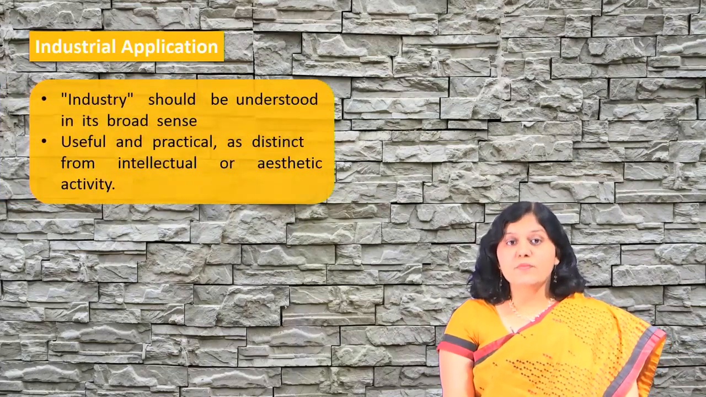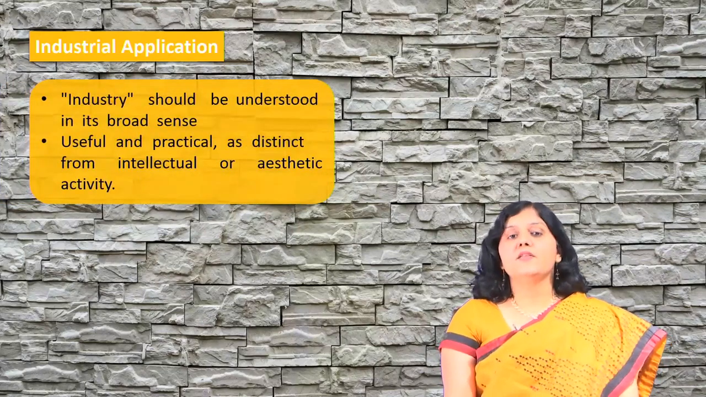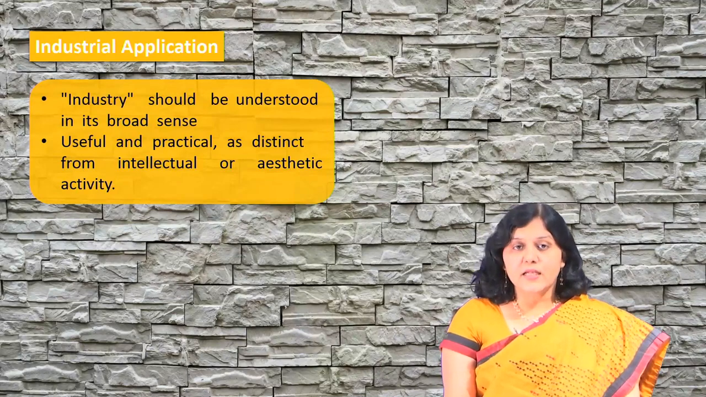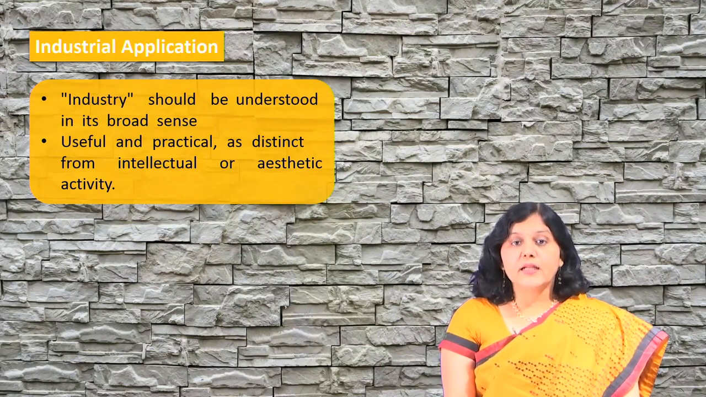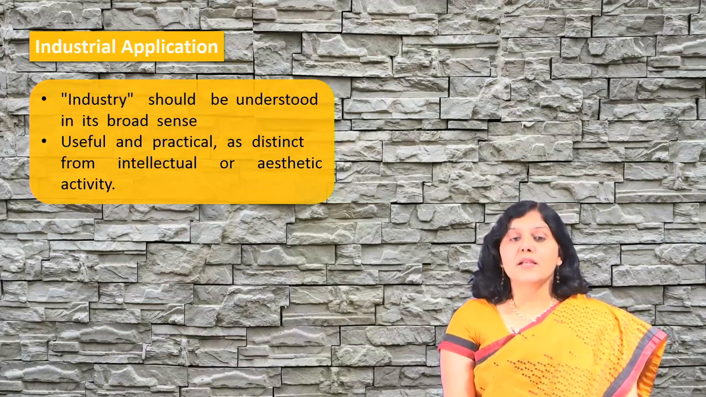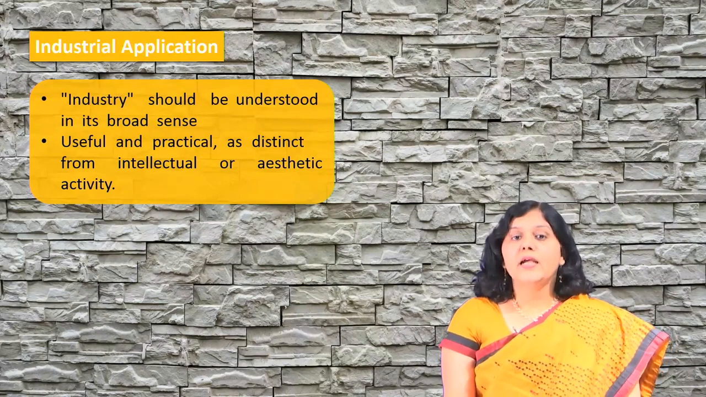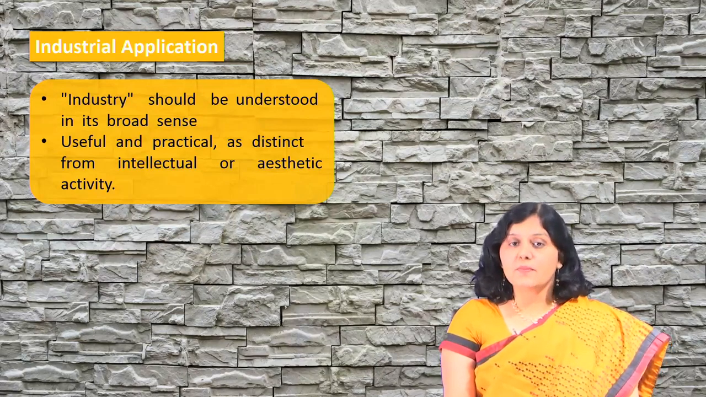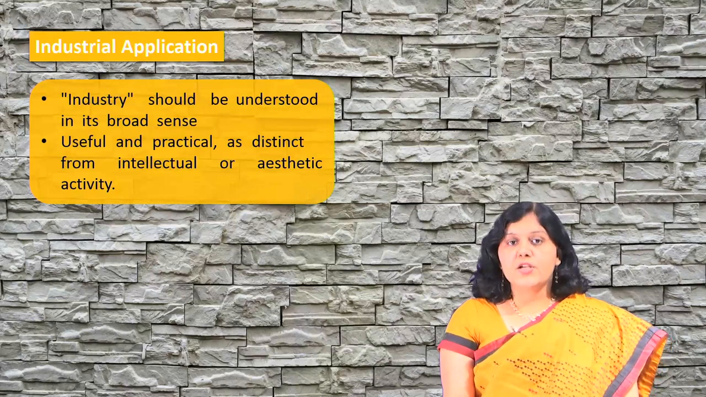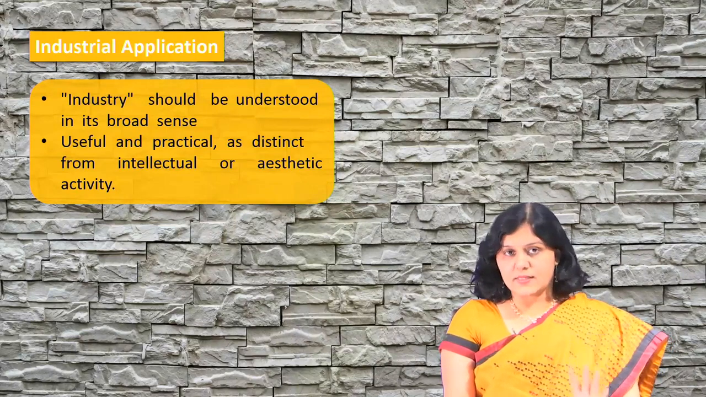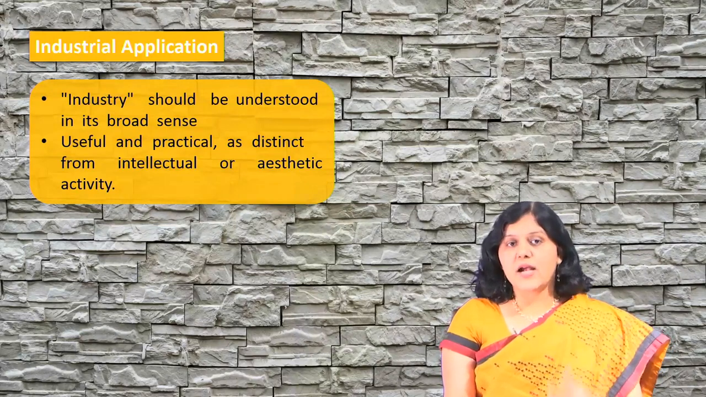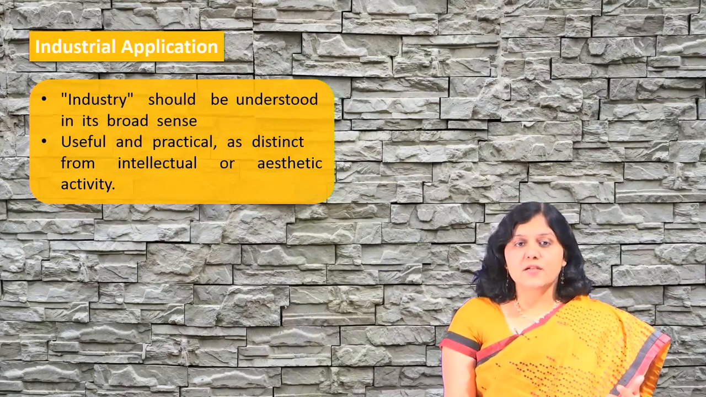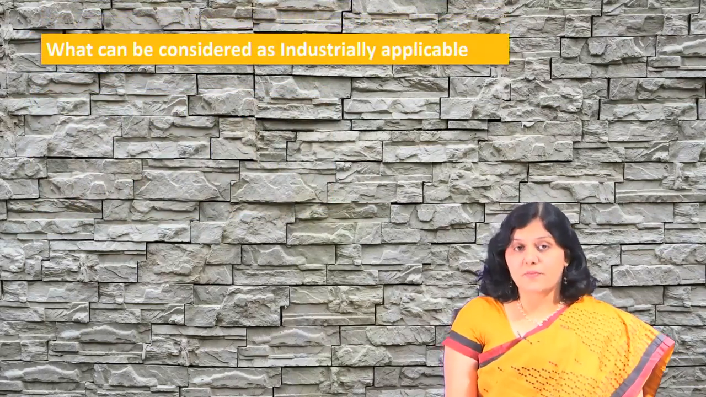Let us check first what is the meaning of industry. As per Investopedia, industry is a group of companies that are related based on their primary business activities. I repeat, industry is a group of companies that are related based on their primary business activities. It should be understood in its broad sense as including any useful and practical activity, as distinct from intellectual or aesthetic activity.